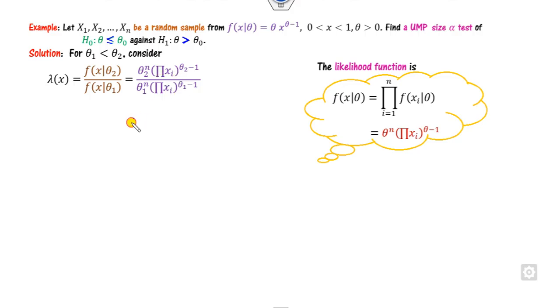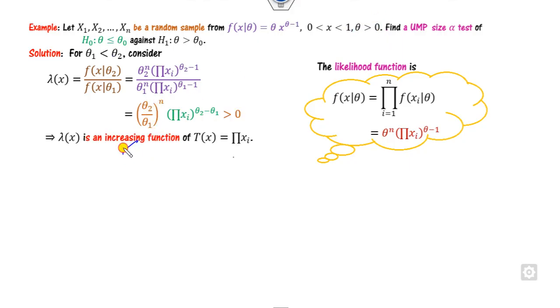So I can write this number in the form of this one. Now our target is to check whether it's greater than 0 or less than 0. Clearly theta 2 is greater than theta 1, so this number is positive. The product of the random sample is a positive number, and theta is always a positive number. So the ratio of two positive numbers is always positive, hence it is an increasing function.